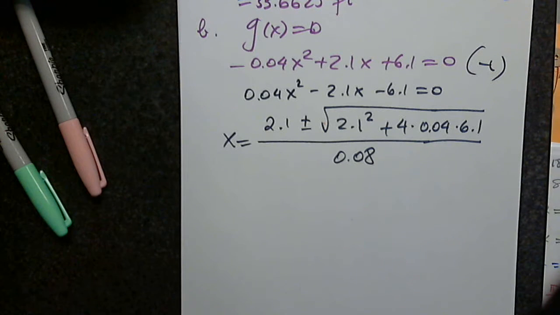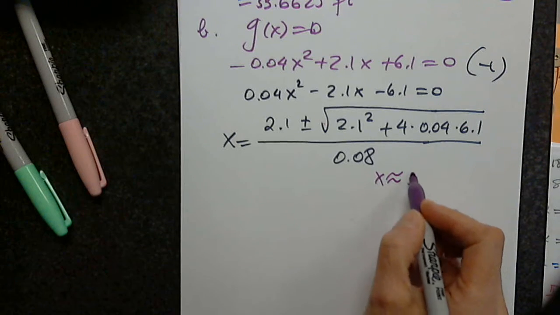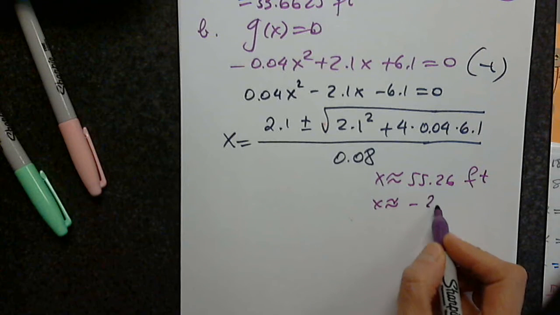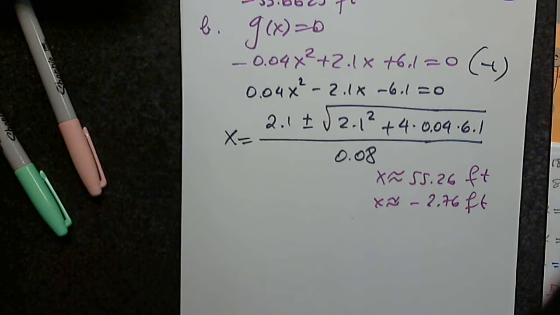If I want to determine the other one, I copy everything I wrote with second and entry. It's very difficult for me with the software. Not very difficult, you know what I mean, but easier for you with a calculator. And I want to overwrite, change plus into a minus to find the other solution. So x is approximately 55.26 feet, and x is approximately negative 2.76 feet, which I don't care for.